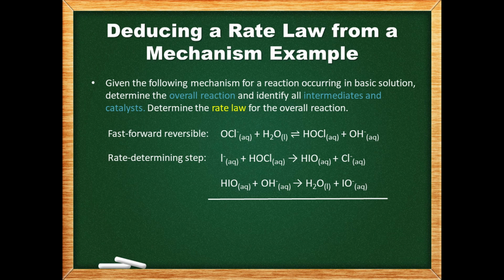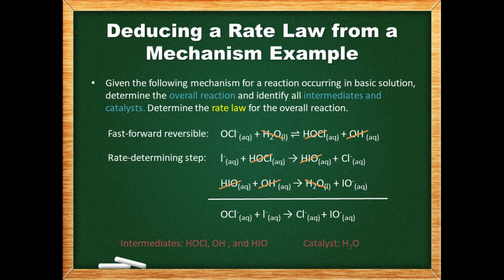Let's put these methods into practice and deduce a rate law from a mechanism. We are provided with the following mechanism. First, we are to determine the overall reaction. We can cancel species appearing on both sides of the arrows. Then we sum the remaining species to get the overall equation. Hypochlorous acid, hydroxide, and hypoiodous acid are all generated and then consumed, so they are intermediates. Water is consumed and then regenerated, so it is a catalyst.